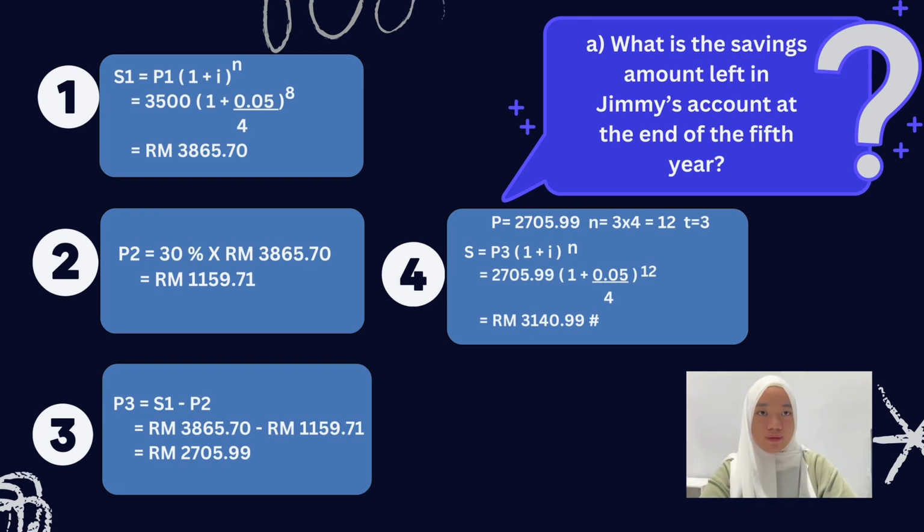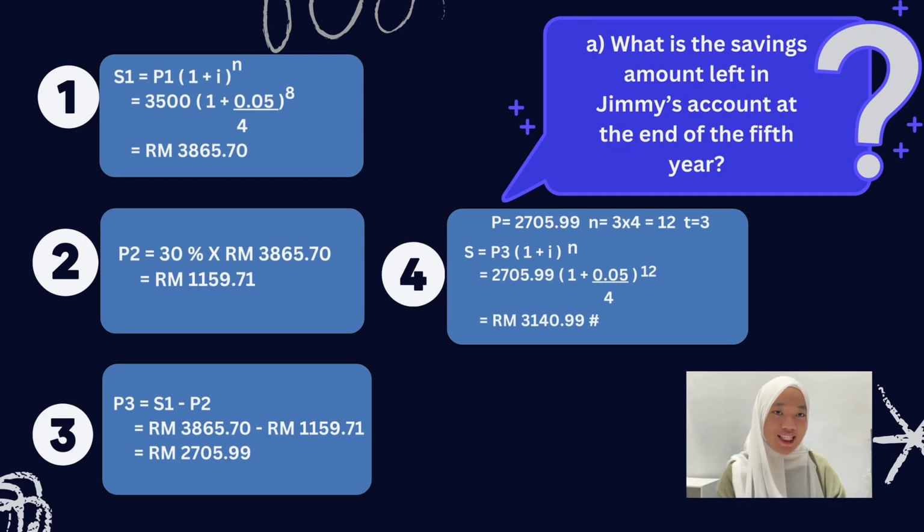It's the amount after 2 years, S1, minus the withdrawal amount, P2, and we get 2,705.99. Lastly, step 4, the final saving amount is calculated using the same compound interest formula, but now with the remaining amount P3 as the principal and the number of years being 3. Why T equal to 3? It is because we already found the first 2 years. So in order to find 5 years, we need to find another 3 years. Just replace the information that we had into the formula.